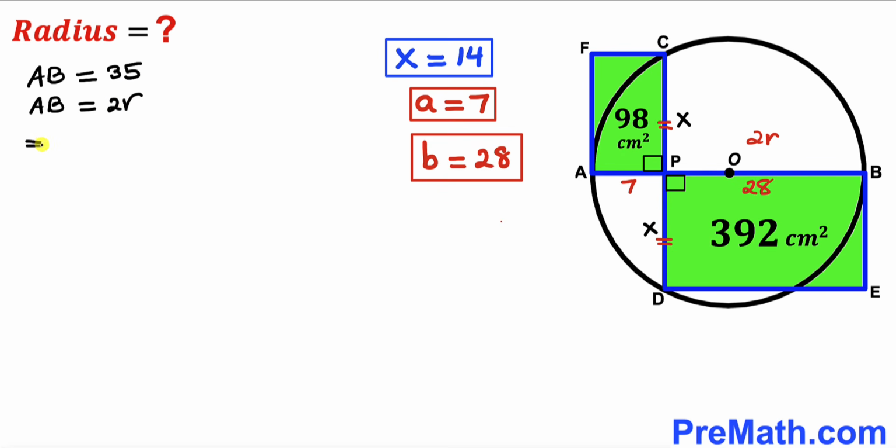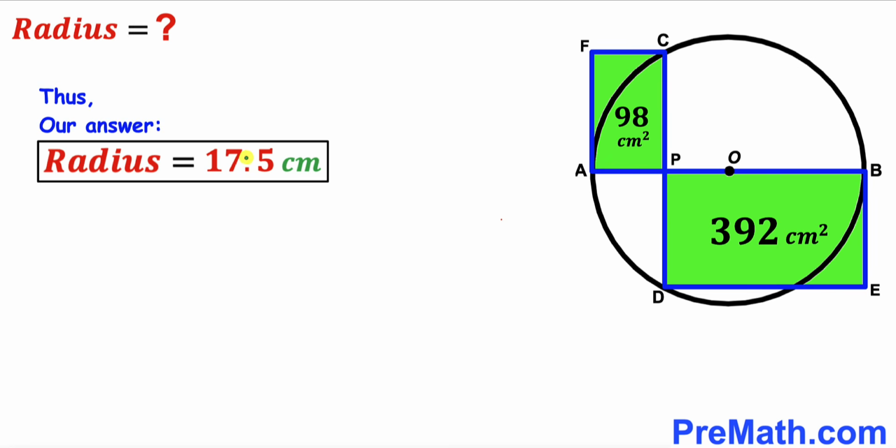So if we compare these 2 equations, we get 2 times r equals 35. If I divide both sides by 2, we can see that our radius lowercase r value is going to be 17.5 centimeter. So after all the calculations and manipulations, the radius of this circle turns out to be 17.5 centimeters. And that's our final answer.